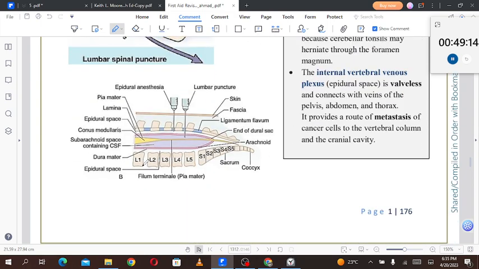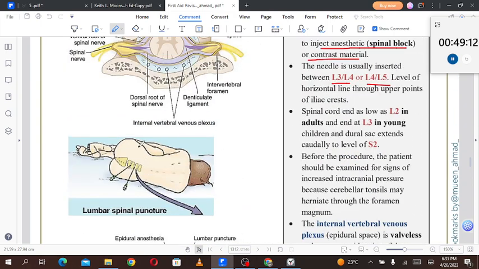Suppose that this is the upper point of the iliac crest over here, the superior spine, and over here is the highest point. So we join both the lines together, so they will pass through the L4-L5 vertebral level. So mostly we join that line and then we pass a needle into that.